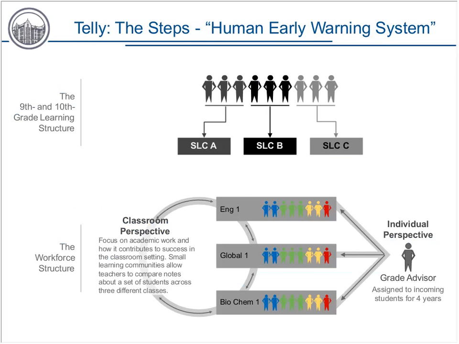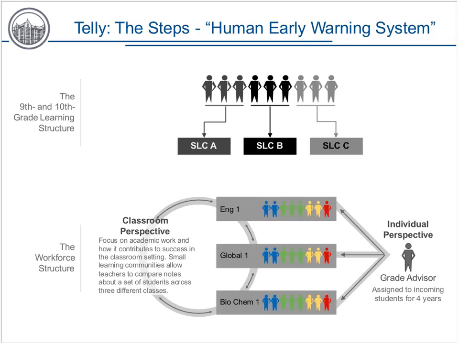Tele works hard from the get-go to not just keep kids on this pathway, but to make sure they're moving along it by managing the granular day-to-day steps. At the top of this slide, this visual, this represents the 9th and 10th grade learning structures. Tele divides its 9th and 10th graders into 3 small learning communities. That's SLC A, B, and C up there at the top. Each have about 100 students per SLC.